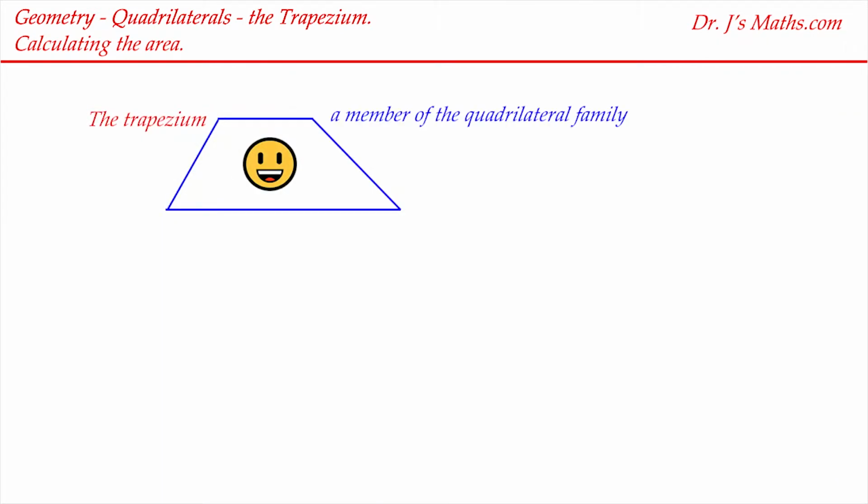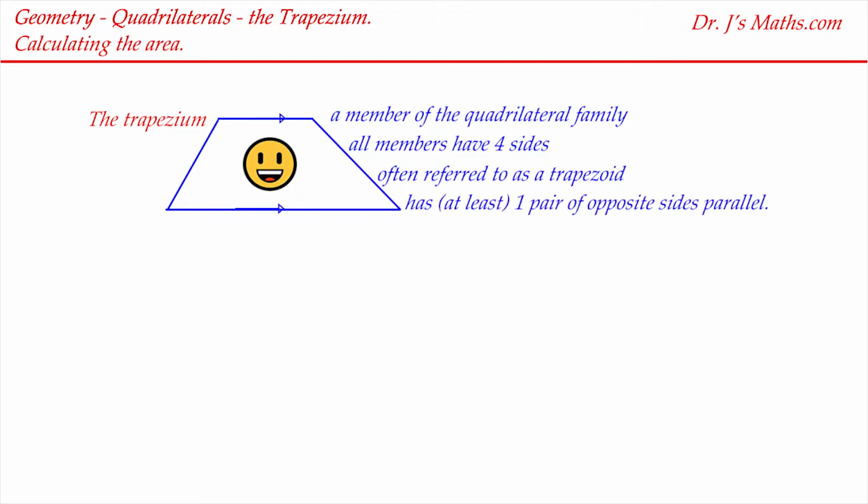The trapezium is a happy little figure. It's a member of the quadrilateral family. All members of that family have four sides. The trapezium is often referred to as a trapezoid, and it has one pair of opposite sides parallel.